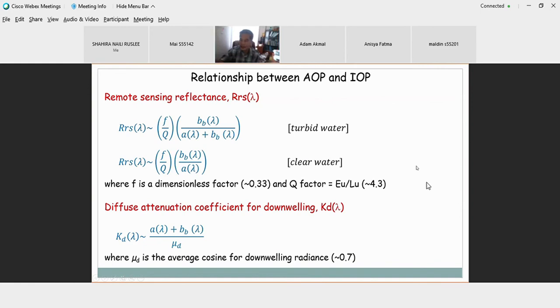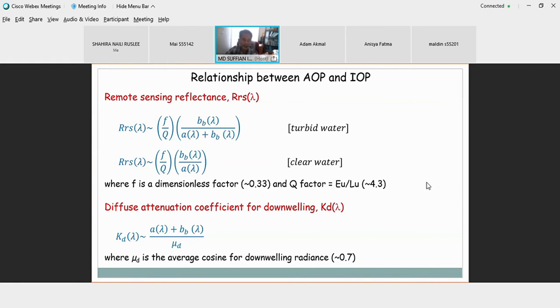And then kita tengok kepada relationship between AOP, apparent optical properties, and IOP, inherent optical properties. So actually remote sensing reflectance, we can relate with IOP, inherent optical properties, by this formula yang saya terangkan tadi: Rrs, reflectance, equal bb over a, or bb over a plus bb, in turbid water, bb over a plus bb.